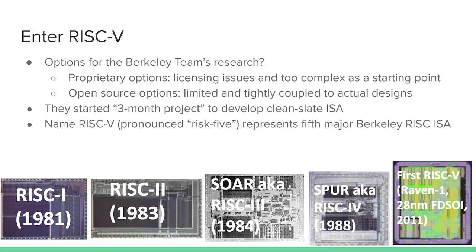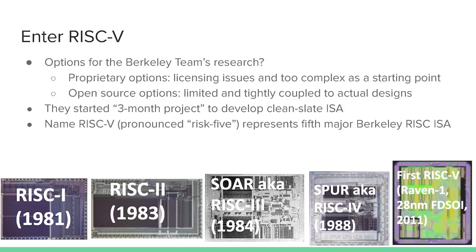So they were like, all right, well, it's summer. We don't have anything else to do. Let's do this 3-month project over the summer to just start from scratch with a clean slate ISA. And they called it RISC-V with the V because it represented the fifth major ISA coming out of Berkeley. So they've been doing this stuff for years, and students would come and go. But RISC-V was going to take everything that they'd learned and start from scratch.